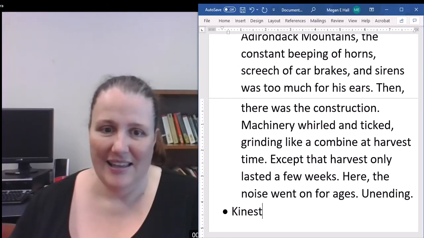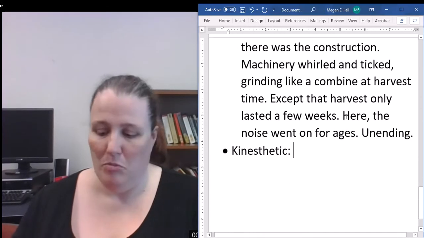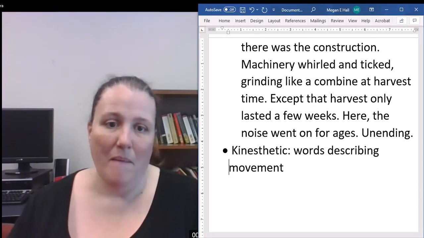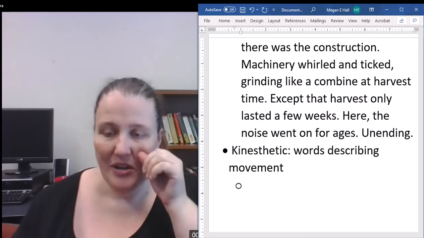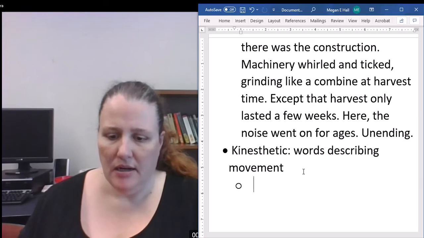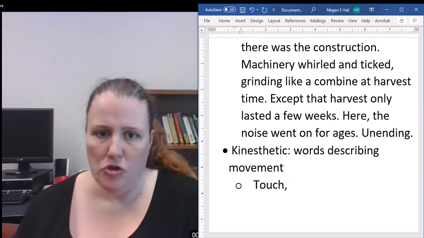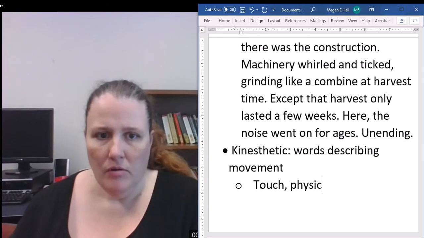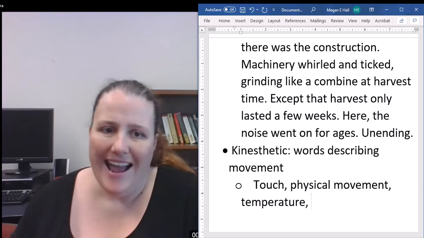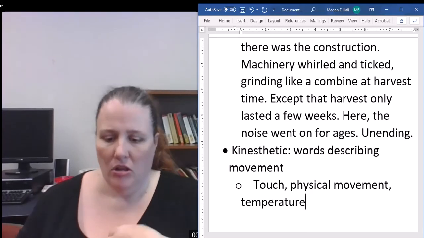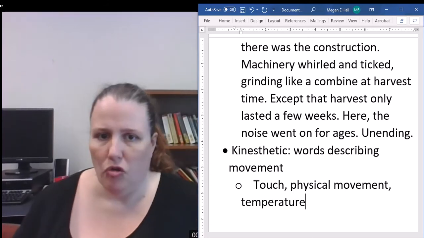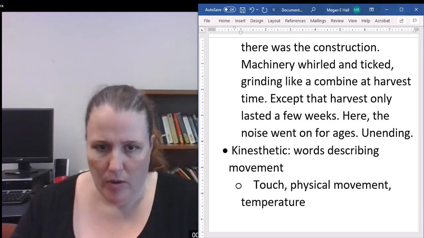So, kinesthetic, I'm getting excited. Kinesthetic imagery has to do with movement. So it is words describing movement. So some things to think about. Sometimes kinesthetic involves touch, which we're going to also describe later, which is tactile imagery. But touch, physical movement, things like temperature, the natural, is it natural? Is it unnatural? All of those types of things can be involved in describing the way that things move.